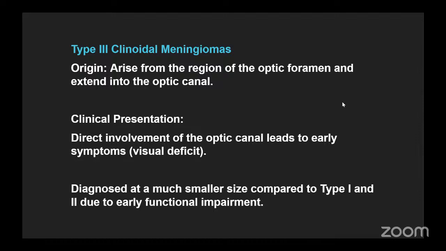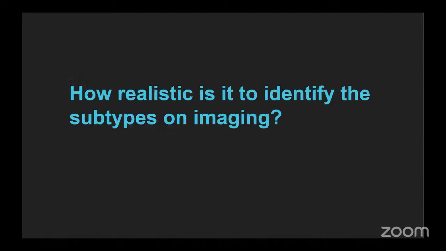Moving on, we have the type 3 clinoidal meningiomas. They arise from the region of the optic foramen and it might extend into the optic canal. And there is direct involvement of the optic nerve, which leads to visual deficit. So it is diagnosed much earlier. How realistic is it to identify the subtypes on imaging? This was the first question while I was studying it for the first time.